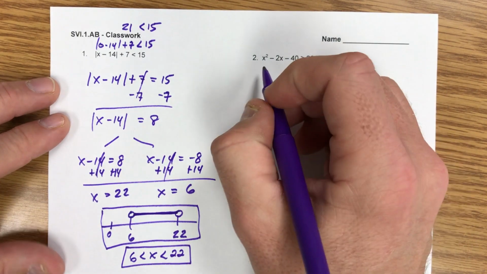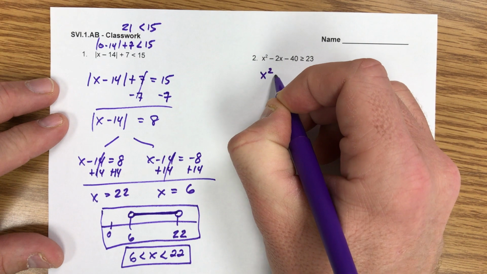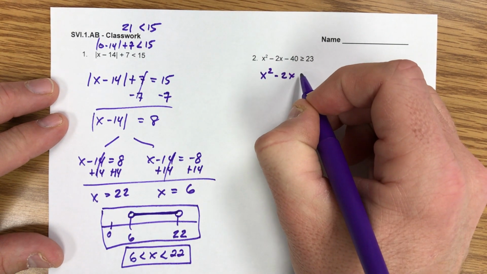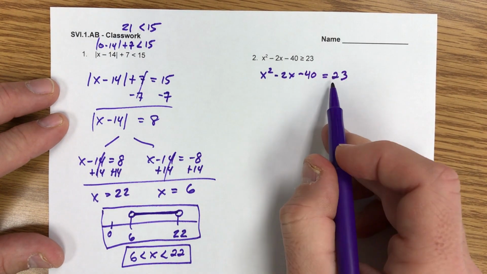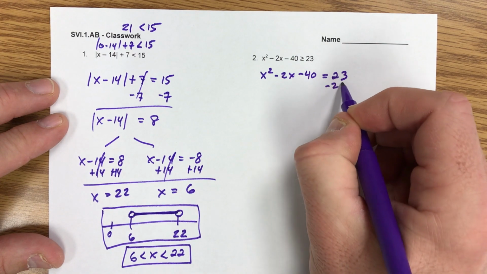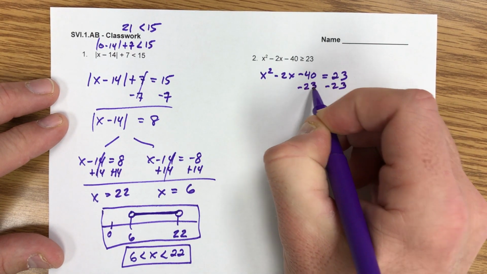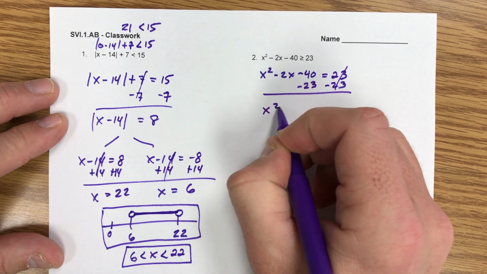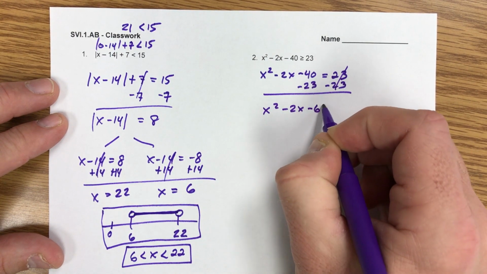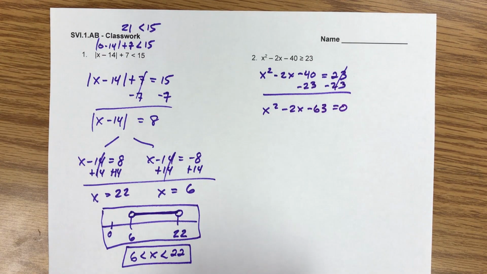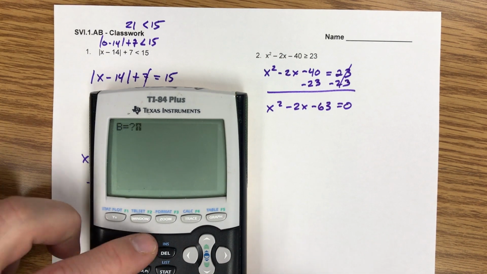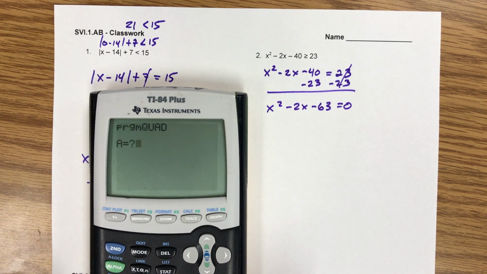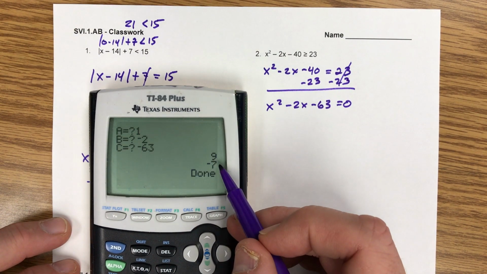Here we have a quadratic. You're used to solving quadratics with the quadratic formula, and the way you can use it is by getting all the terms over to one side of the equation. So first, start out by writing the equation. Get the 23 over to this side by subtracting 23 from both sides. Then I have x squared minus 2x minus 63 equals 0. Next, pull out your calculator and put in your a, b, and c. Run the program: a equals 1, b equals negative 2, and c equals negative 63. These two numbers become your boundary points.